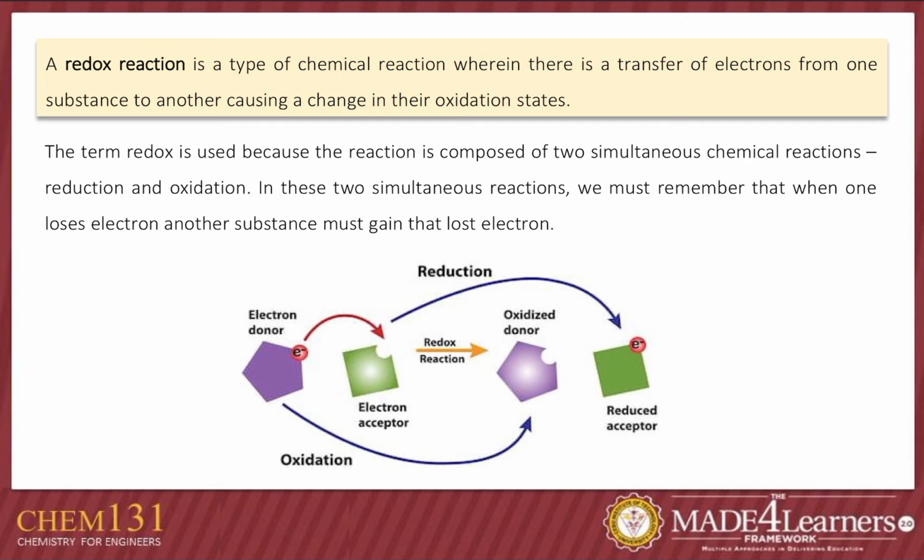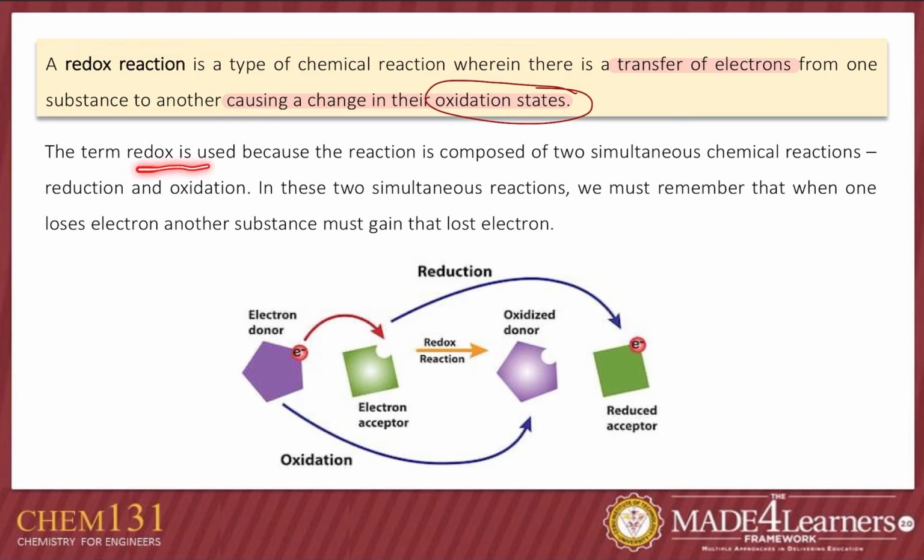So, a redox reaction is a type of chemical reaction wherein, again, there is a transfer of electrons. So in this lesson, our focus here is the electrons. Okay? There is a transfer of electrons from one substance to another, and what happens when there is a transfer of electrons, there is a change causing a change in their oxidation states. So, what are oxidation states? We should be able to recall what an oxidation state is.